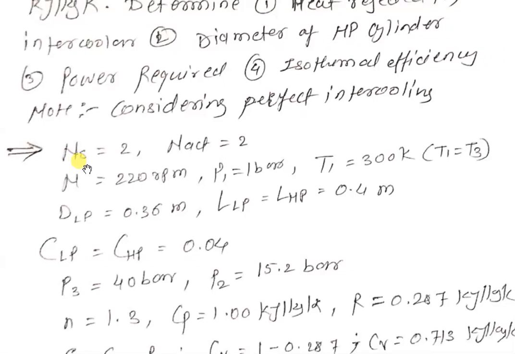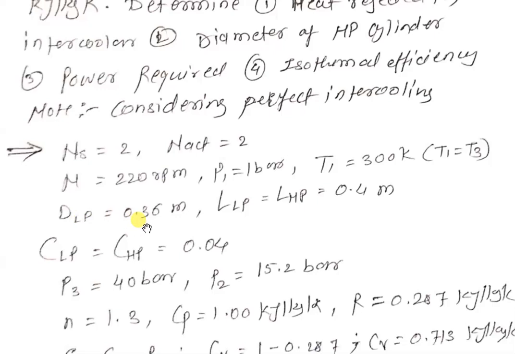The compressor is two-stage, therefore Ns is equal to 2. Double acting, therefore N acting is equal to 2. Speed of compressor is 220 rpm. The inlet pressure of LP cylinder is 1 bar. Inlet temperature of LP cylinder is 300 Kelvin, which is equal to T1, equal to T3.